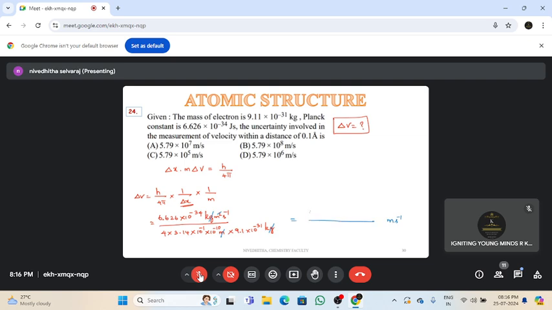So 6.6 into 10 power minus 34 divided by 4 into 3.14 can be written as 12, and 9.1 can be written as 9, and simplify all those 10 powers and please come up with the value of delta V. Here the catch is 10 powers because in all the options the values are same, right?